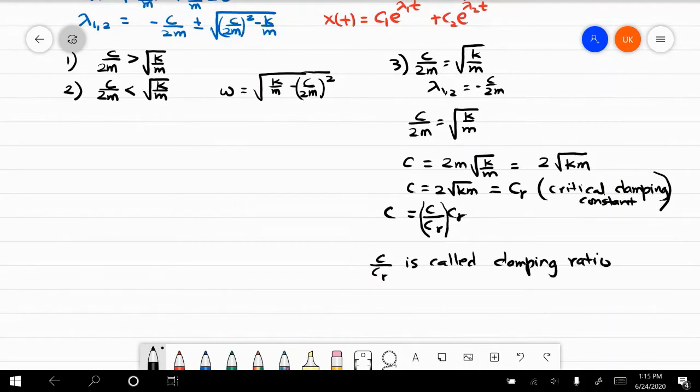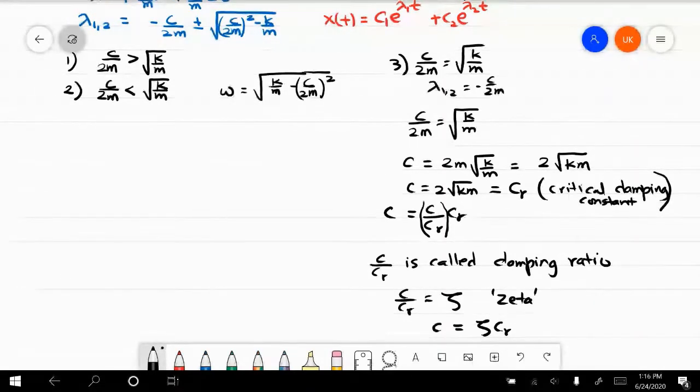And it is represented by the symbol zeta. So we write C over CR equals zeta. This is a Greek letter. So that we can write damping coefficient equals damping ratio times the critical damping constant. And now, instead of thinking in terms of the damping coefficient C, we can think in terms of the damping ratio.